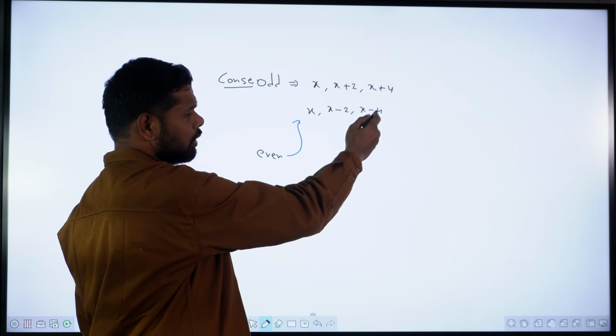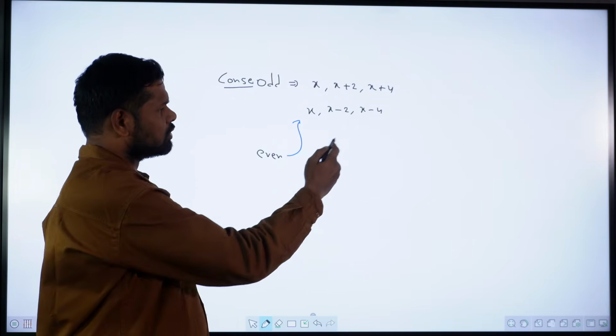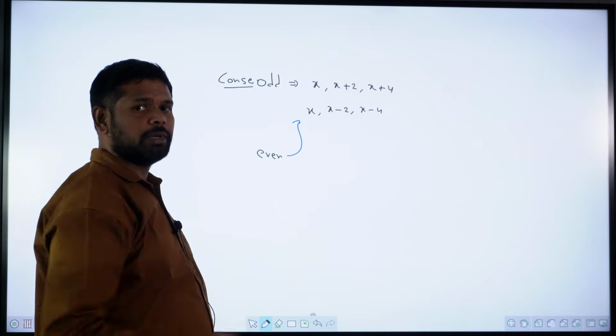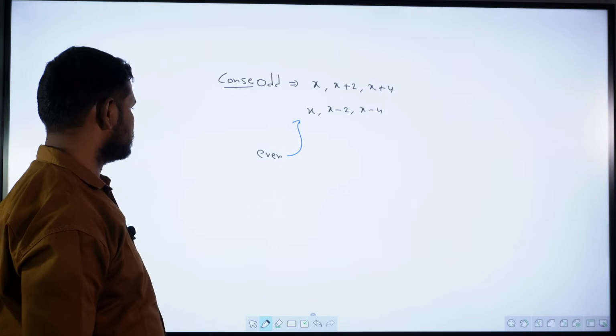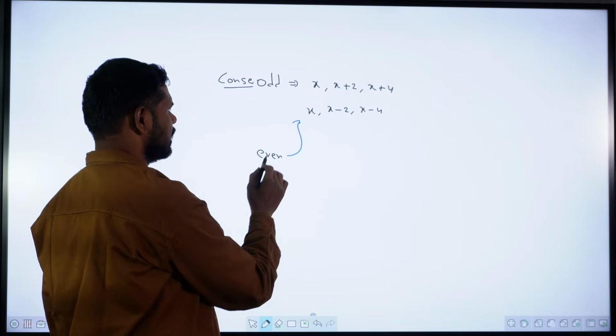So 2, 4, 6, 8: to a number we add 2, we get the next even number; we add 4, the next even number; we add 6, the next even number, like that. So 2 plus 2 plus 2. In the reverse case of subtraction, also minus 2, minus 2, minus 2. So those are the cases: odd numbers, consecutive even numbers.